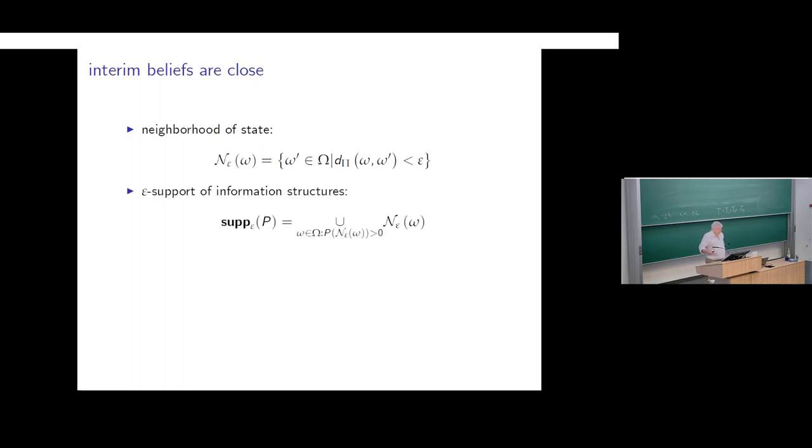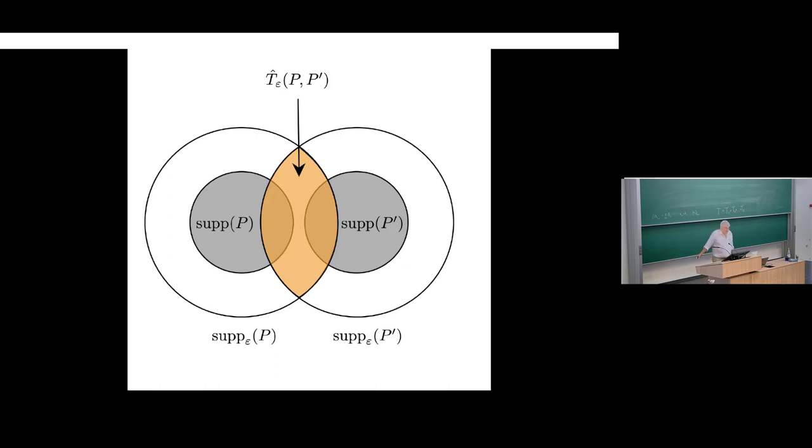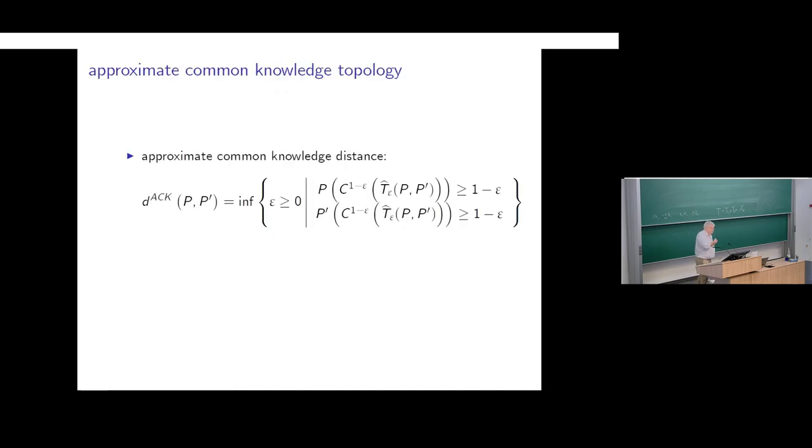That's the neighborhood of states. We'll say the epsilon support of an information structure is the union of states whose epsilon neighborhoods have positive probability under that prior. And we'll look at the intersection of the information structures' epsilon supports. These will intersect in general. These will be the set of beliefs that have the property that they're close to some beliefs under P and some beliefs under P prime. Okay, so in general, we may have the support of P and the support of P prime being disjoint, but if we look at an epsilon ball around the supports of P and P prime, they will intersect, and that's what we're calling T hat of P, P prime.